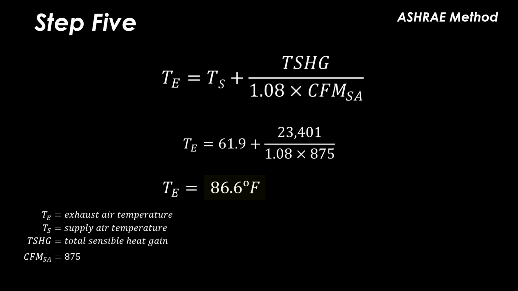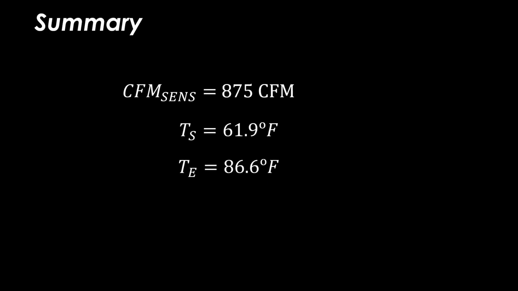Finally, step 5 involves a simple calculation to determine the exhaust air temperature from the classroom using this equation, where TS equals the supply air temperature calculated from the previous step, TSHG is the total uncorrected sensible heat gain, and CFMSA is the total primary airflow rate. This results in an exhaust temperature of 86.6 F. Just to summarise, during cooling, our classroom requires 875 CFM of primary air delivered at 61.9 F, which is exhausted at 86.6 F. So that about wraps up the demo of the ASHRAE method.